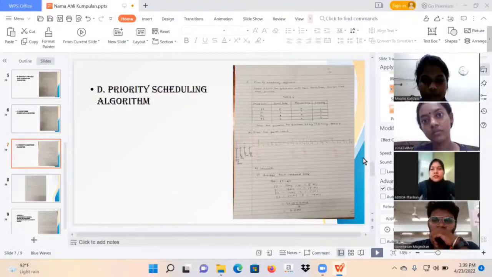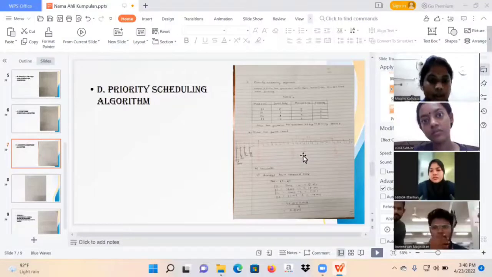Average turnaround time is TAT equals completion time minus arrival time. P0 equals 5 milliseconds minus 0 equals 5 milliseconds. P1, 60 milliseconds minus 1 equals 50 milliseconds. P2, 30 milliseconds minus 2 equals 11 milliseconds. P3 equals 22 milliseconds minus 3 equals 19 milliseconds. The total average is calculated: 5 plus 15 plus 11 plus 19, divided by 4, gets 11.5 milliseconds. This is for the priority scheduling algorithm.